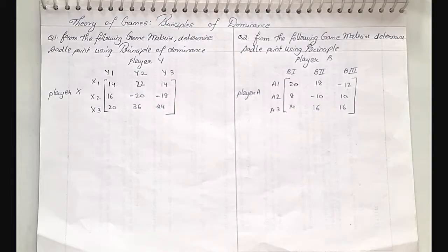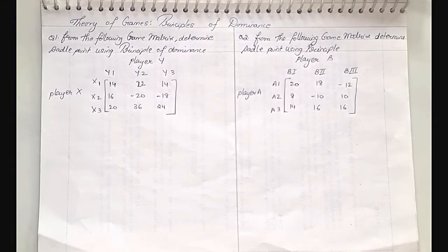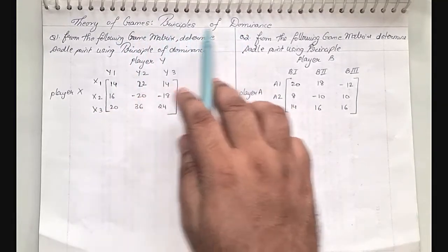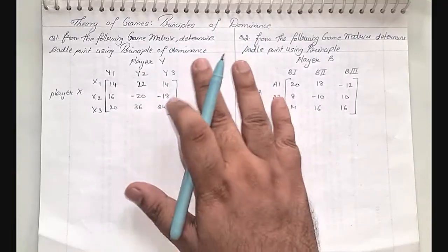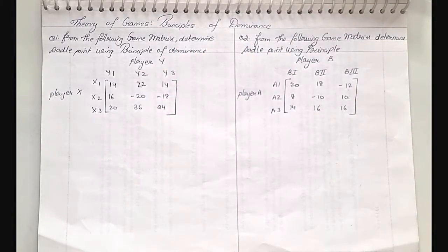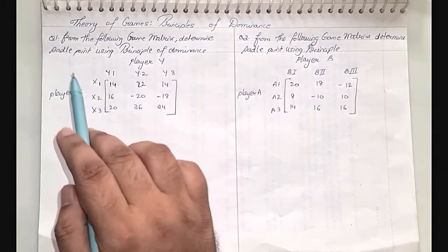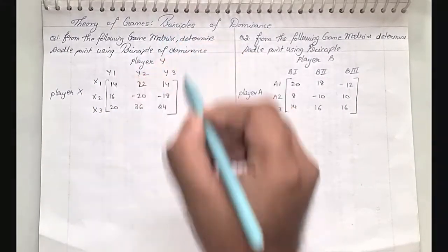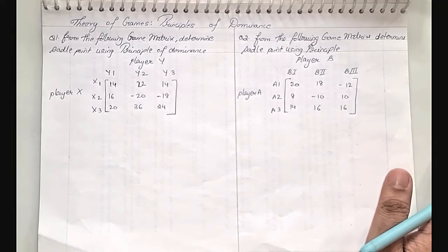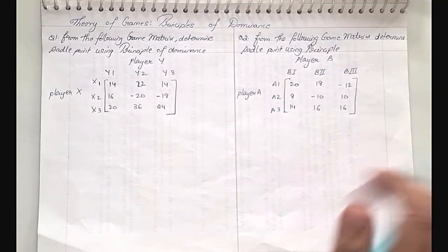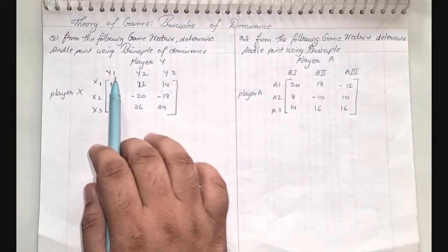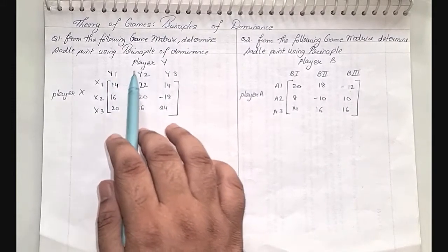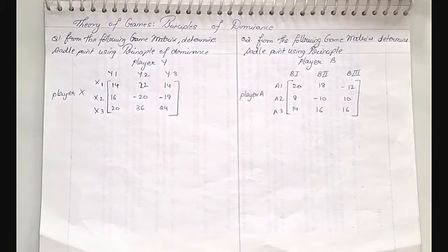Now here, we are under the solving part of principle of dominance. There are two sums on this sheet, so we are going to solve both of them one by one. The first question: from the following game matrix, determine the saddle point using principle of dominance. We have player Y, under which we have three strategies, Y1, Y2 and Y3, and player X, where we have X1, X2 and X3.